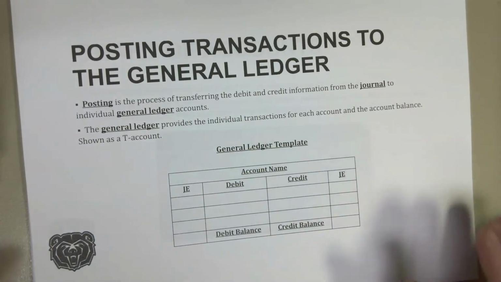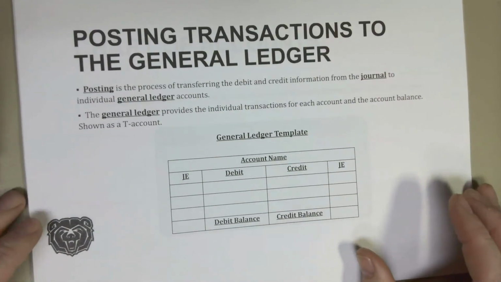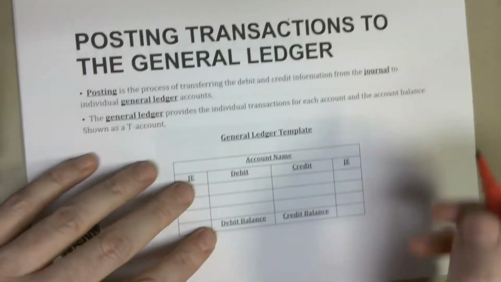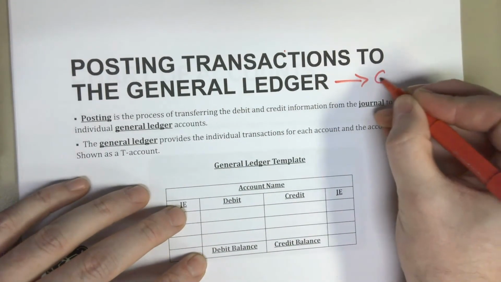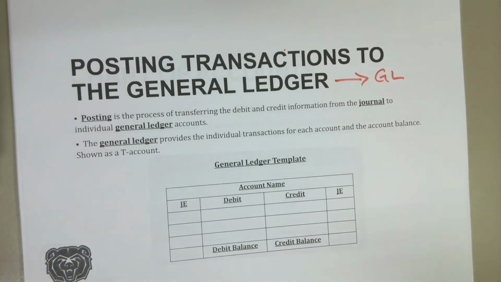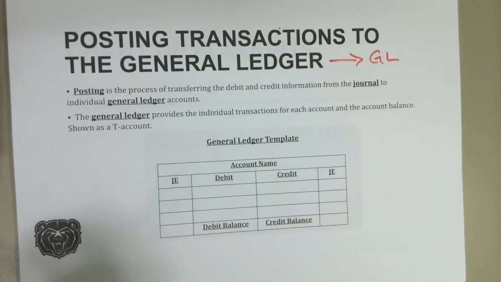After we post to the journal, we're going to post things to the general ledger. We're going to post these transactions to the general ledger. We will often refer to the general ledger as the GL. So if you hear me say GL, just know I'm talking about the general ledger, okay? So posting is what we call transferring the debit and credit information from a journal to the individual GL accounts, the individual general ledger accounts.